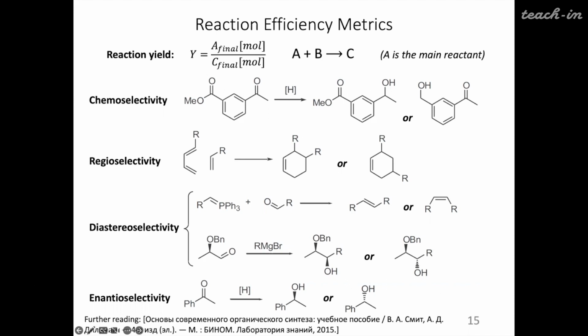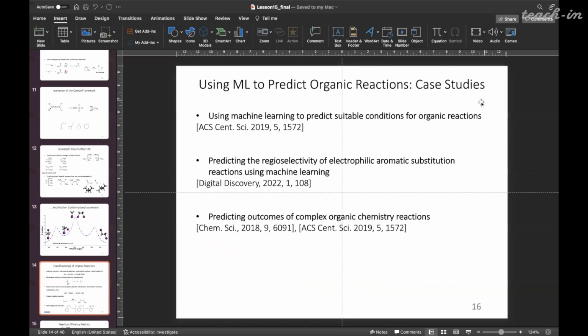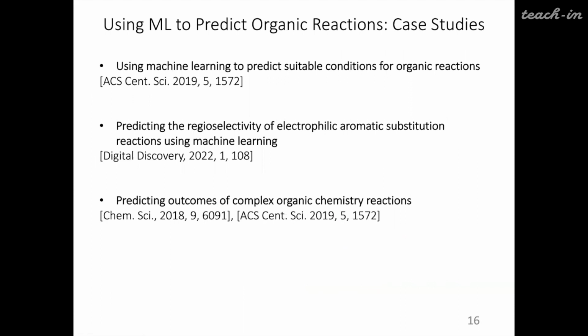So in addition to reaction yield, we should always consider reaction selectivity, as in the vast majority of organic reactions, we should consider selectivity in addition to yield. After having discussed all this, let's discuss some notable case studies in the specified field.